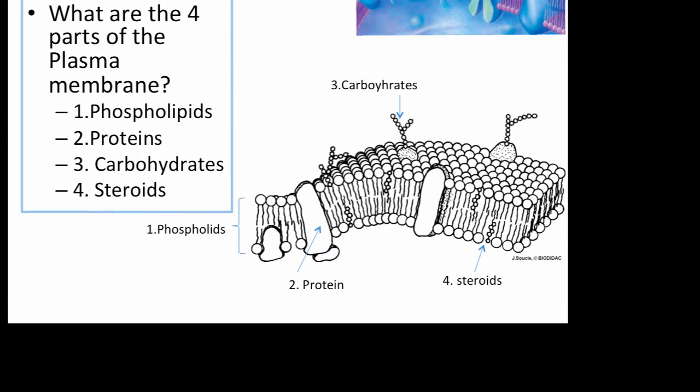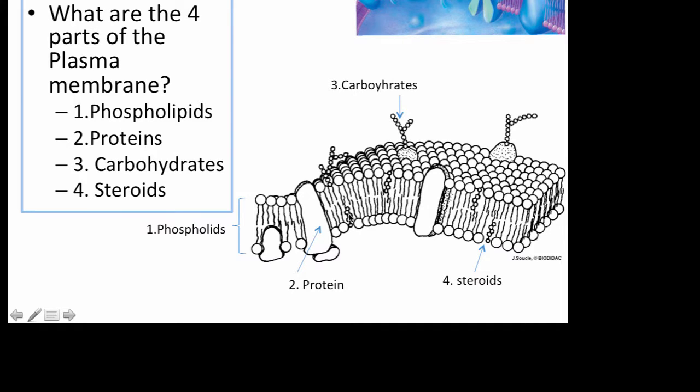The first part is the phospholipids, and as you can see here in the diagram, they look like kind of balloons with two strings attached to them. And the plasma membrane has two layers of them, the top layer and the bottom layer. So we call that a bilayer of phospholipids. It also has proteins. They're large substances that interdisperse throughout the membrane. It has carbohydrates and it has steroids.